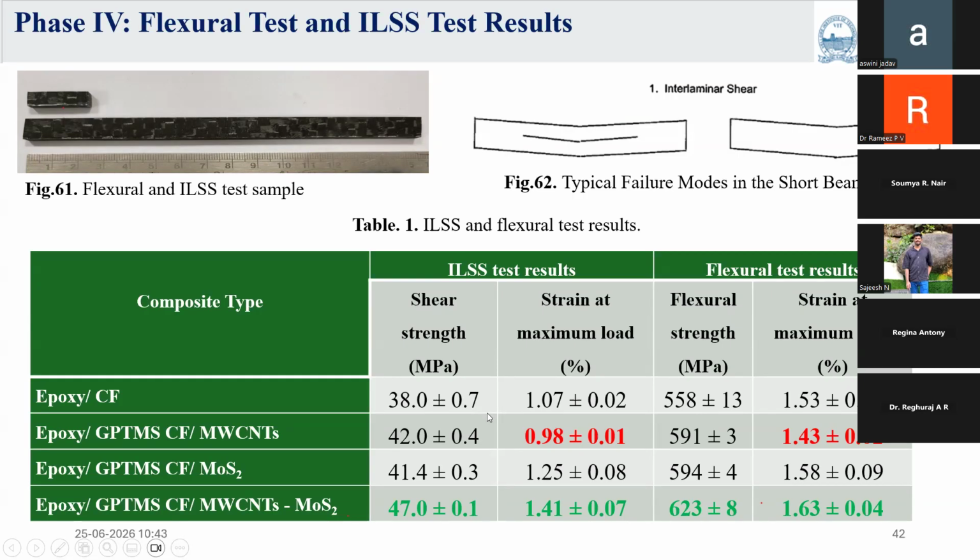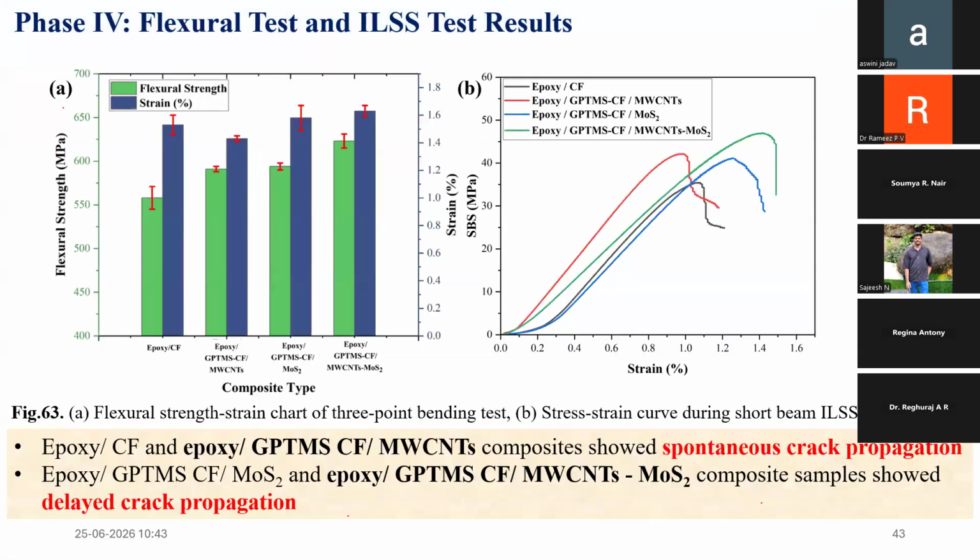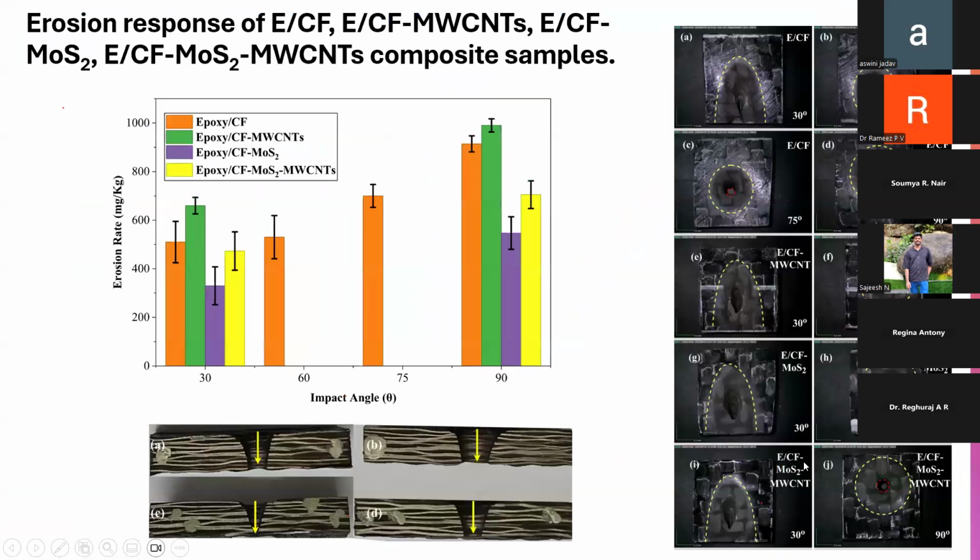When you coat MoS2, the property increases. With MWCNT, it increases further, and the hybrid gives you a better property. That was the major finding of ours. This kind of representation you can do. You can tabulate them as a bar diagram or as a stress-strain diagram. You have to take care that in the bar diagram you put the deviation also. Most of the journals ask for this very clearly.